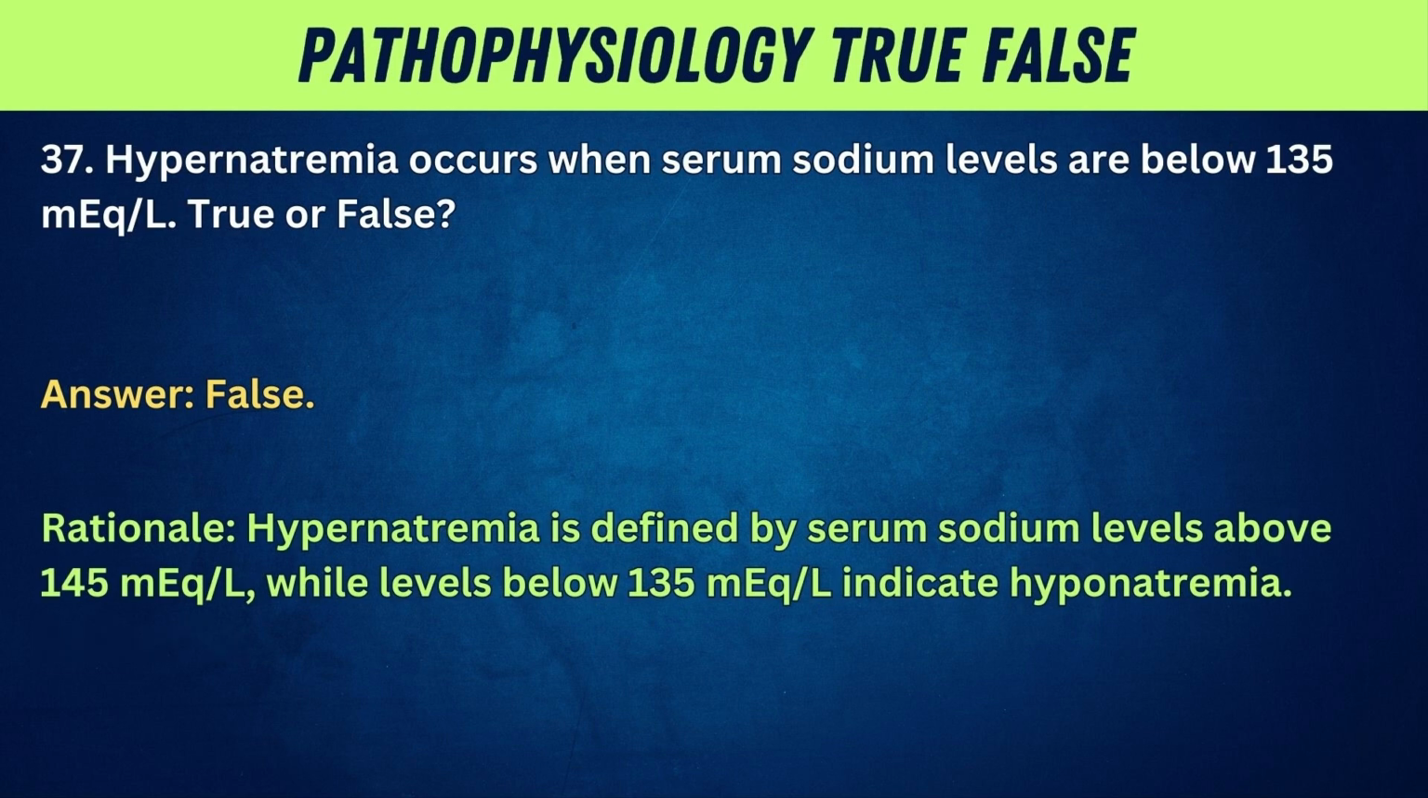37. Hypernatremia occurs when serum sodium levels are below 135 milliequivalent/L. True or false? Answer: false. Rationale: hypernatremia is defined by serum sodium levels above 145 milliequivalent/L, while levels below 135 milliequivalent/L indicate hyponatremia.